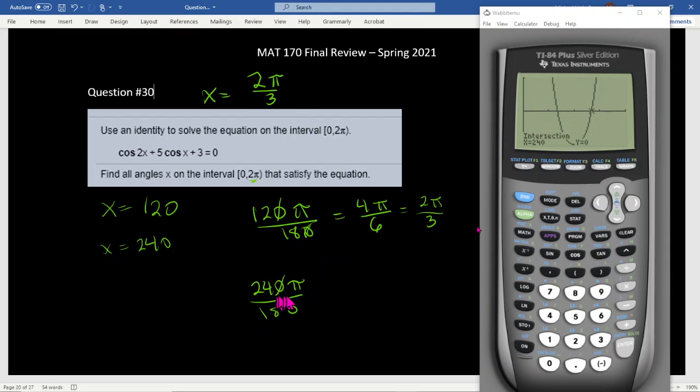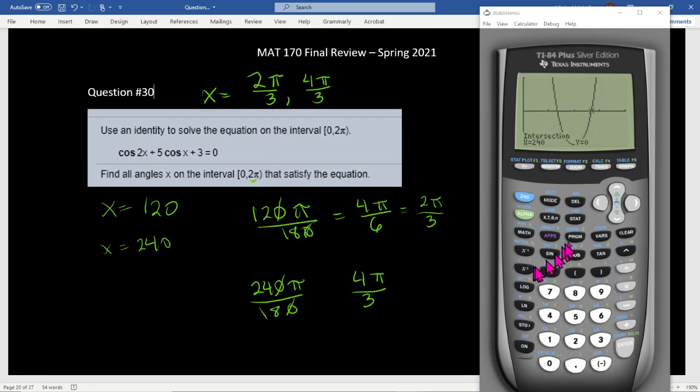Second one here, 10 goes into both of those, so that takes off the 0. Let's see, 6 goes into both of these. 6 goes into 24 4 times. 6 goes into 18 3 times. So 4 pi over 3. That's the second one. Those are my answers.